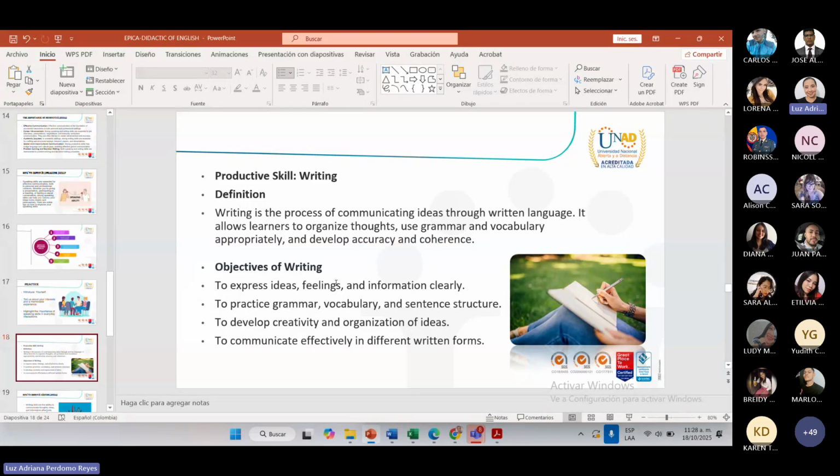What's the objective of writing? To express ideas, feelings, and information clearly, to practice grammar, vocabulary, and sentence structure, to develop creativity and organization of ideas, and to communicate effectively in different written forms.